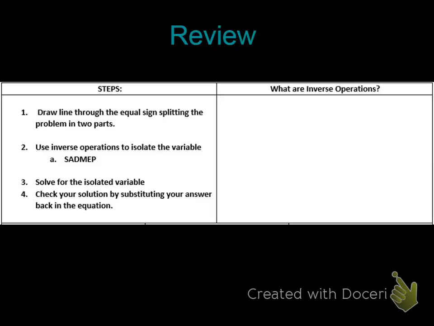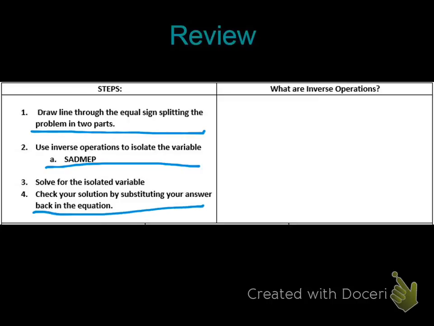On your graphic organizer, you will see the steps at the top there that are telling you what to go through in order to solve for your variable. Please make sure that you are drawing the line through the equal sign, splitting that problem into two parts so that we can clearly see your inverse operations that help isolate the variable. When you isolate that variable, please make sure that at the final part of your solution, you do check your solution by substituting your answer back into the equation.